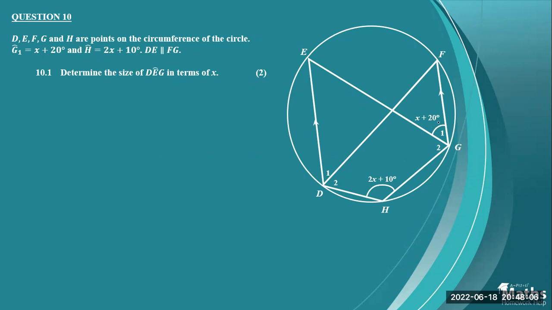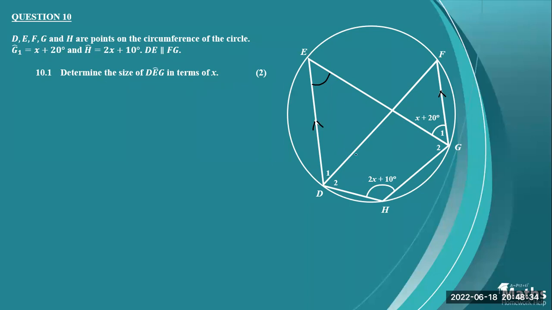Furthermore, we have this angle, and we sit here with parallel lines. Right, parallel, so we think of that. So keep everything in mind. Determine the size of DEG, and they say in terms of X. So let's see, where's DEG? So we must figure out this one.